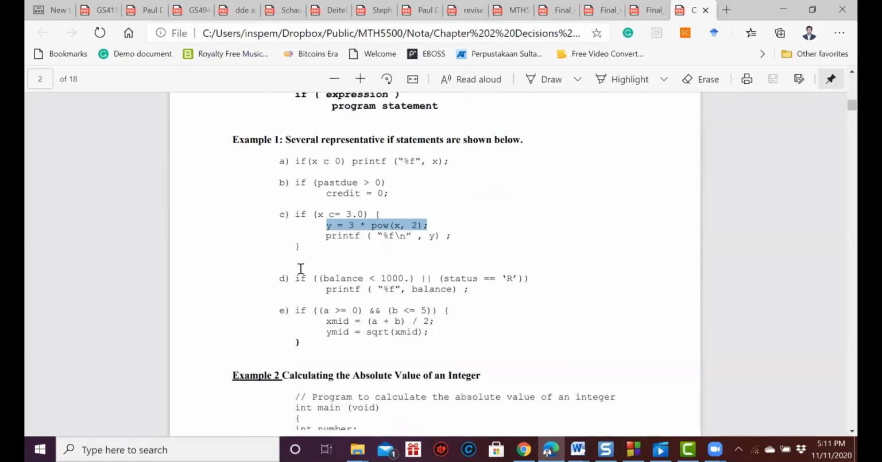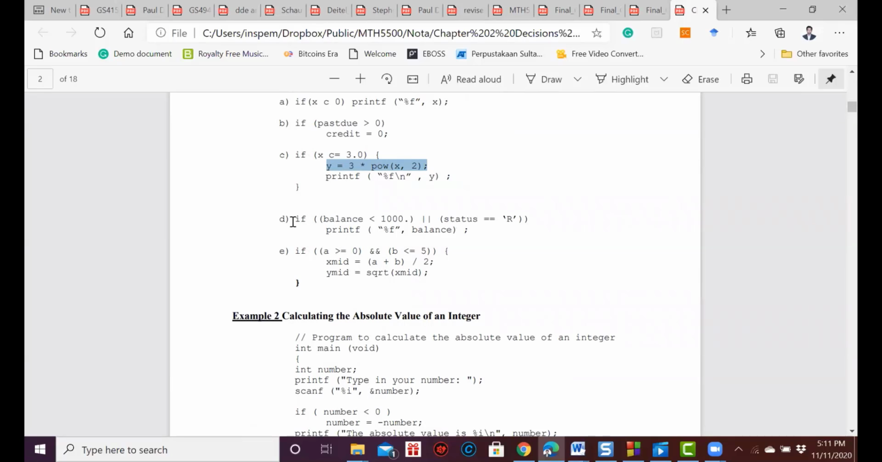Now next, what is different here? If balance less than 1,000 or status equal... Equality in C is double equal. Single equal is the assignment operator, like this one. So status equal to the character R. This is a character R. Then printf balance.